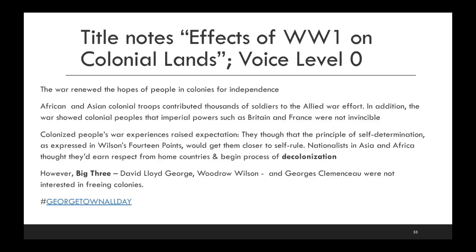So the war renewed the hopes of people in colonies for independence. African and Asian colonial troops contributed thousands of soldiers to the Allied war effort, so they thought they'd be rewarded in some form. Also, when they went back, they gained a lot of experiences. They learned to see Europeans as extremely beatable. French colonial troops, for example, saw French soldiers dead in the battlefield, and they also experienced all kinds of inequalities while they fought for the European powers.